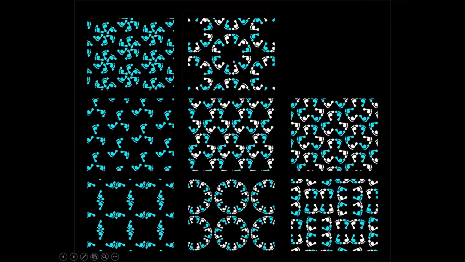This one has 120-degree rotations, and this one has 90-degree rotations. The column in the middle shows reflections, and in addition to the vertical and horizontal, they have mirrors that go on diagonals. And this last column shows combinations of reflections and rotations.